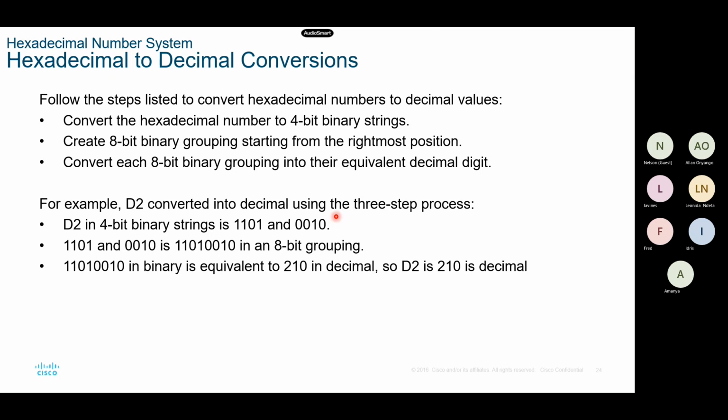8, 4, 1. Very good. So fill the remaining one with 0. Under 2, put a 0, and you should now have 1101. So put one under eight, under four, and under one, and then under two, put a zero. Correct. Then the other hexadecimal digit was two.